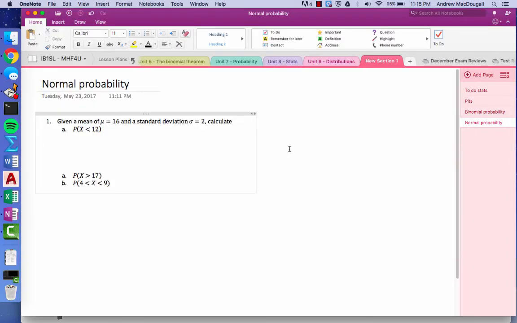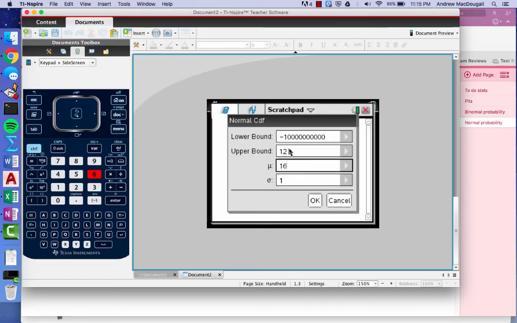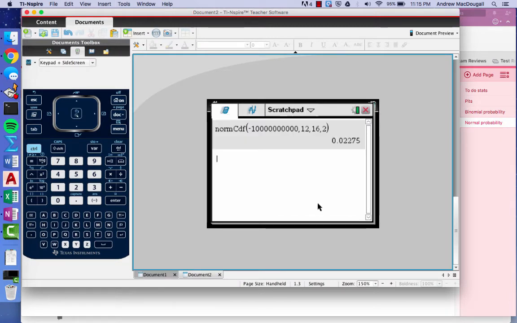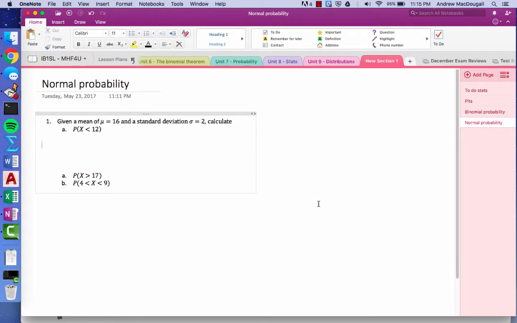And then we have the option of filling in a mean of 16 and our standard deviation of 2. We click OK. And we see, okay, the probability of that happening is 0.02275. That's low, but it should be low. We're more than 2 standard deviations away from the mean. There's everything less than that, so there's not that much data there. So the answer there is 0.02275.